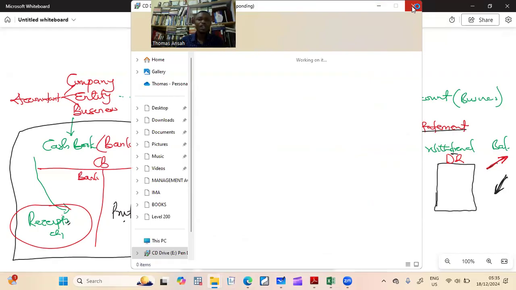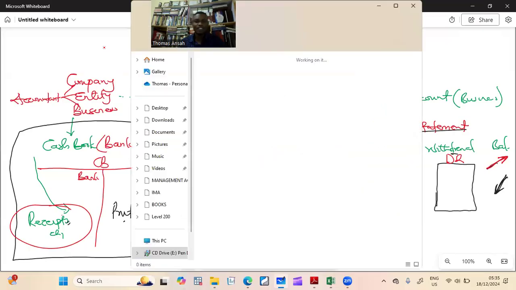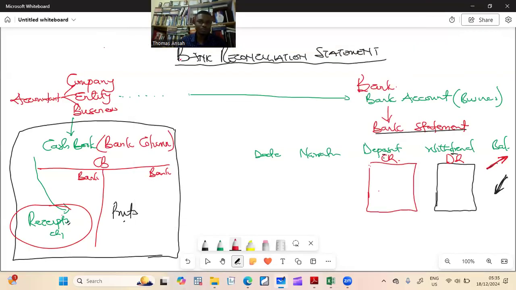Because if the money that I have at my debit side should be equal to the money that I have at the credit side of the bank statement, then at the end of the day, it should be the same. But unfortunately, it is always not the same. So that is the reason why we are doing bank reconciliation statement. We need to agree them together.